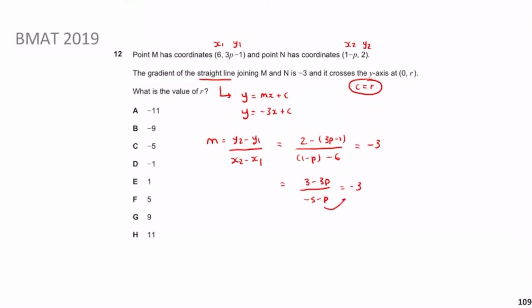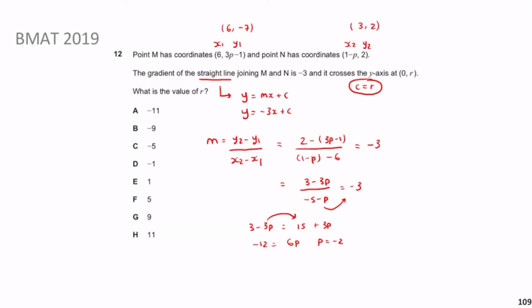Take this to the other side, then I'm going to get 3 minus 3p. So minus 3 times minus 5 is going to be 15, and minus 3 times minus p is going to be plus 3p. Then take that minus 3p to the other side, bring the 15 to the other side, you get minus 12 equals 6p, and therefore p is minus 2. So now we know p is minus 2, then this is 6, minus 2 minus 6, that's going to be minus 7, and then this one's going to be 1 minus p, but I have to be careful, 1 minus minus 2 is going to be 3, and 2.